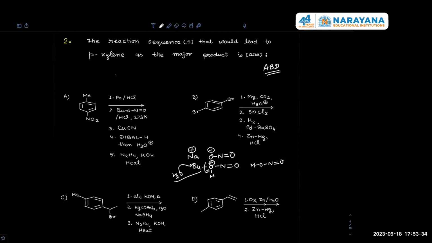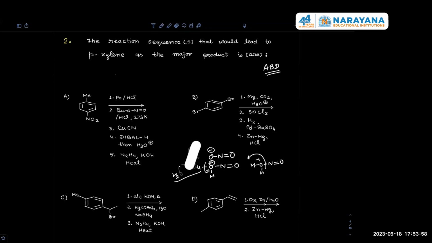Now HONO converts into nitrosonium ion. The nitrosonium ion attacks the NH2, which we are getting by Fe/HCl reduction. NH2 with the nitrosonium will later come to diazonium salt. Diazonium with CuCN, CN will come, giving cyanobenzene. Cyanobenzene is reduced by DIBAL-H to CHO. CHO by Wolff-Kishner reduction gives CH3.